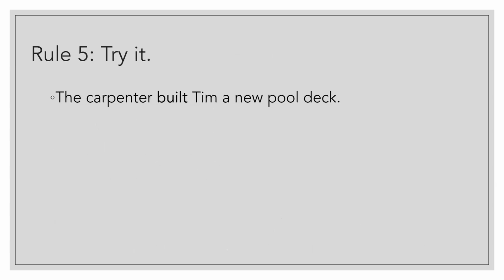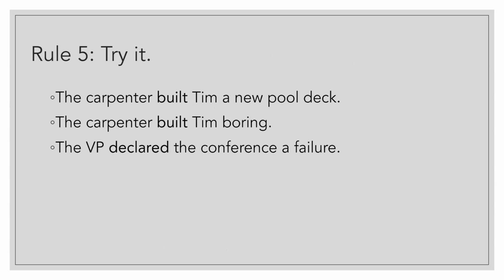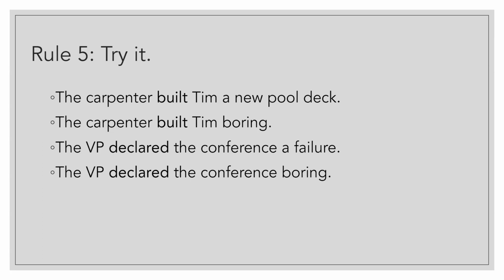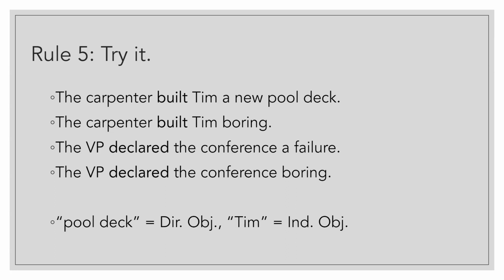Okay, let's try some more examples. The carpenter built Tim a new pool deck. Okay, we take the third noun phrase, a new pool deck, and replace it with an adjective phrase: boring. And in this sentence, we take the third noun phrase, a failure, and replace it with an adjective phrase: boring. Which sentence makes sense? The carpenter built Tim boring? That doesn't make any sense. So that means that Tim and the pool deck must be two separate objects.